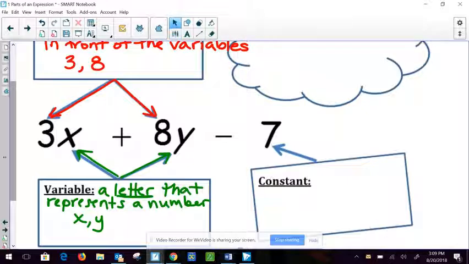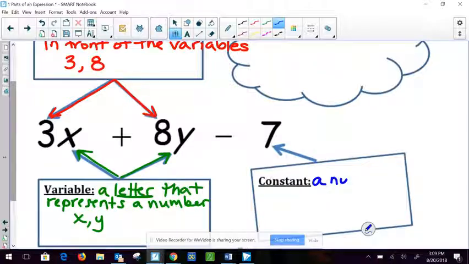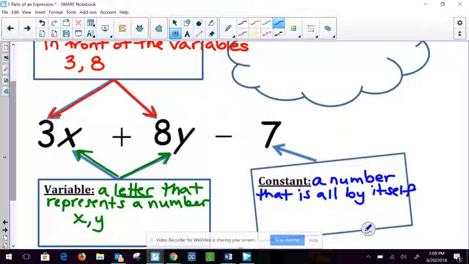The constant is one that you've probably heard in science class. A constant is just a number all by itself. It's a number that never changes because there's nothing attached to it. Don't forget to always take whatever sign is in front of it. So that negative is attached to the 7, so our constant is -7.